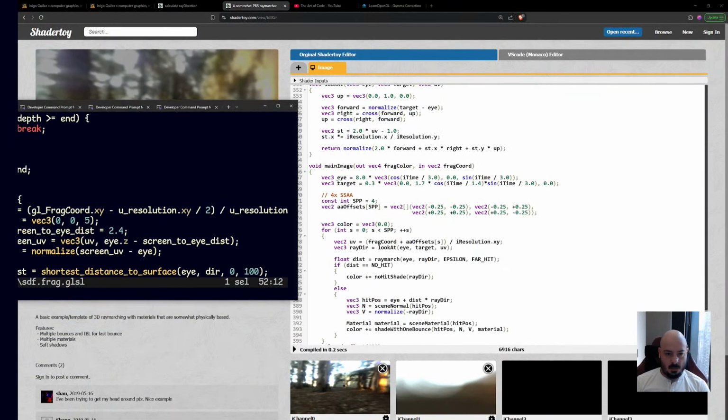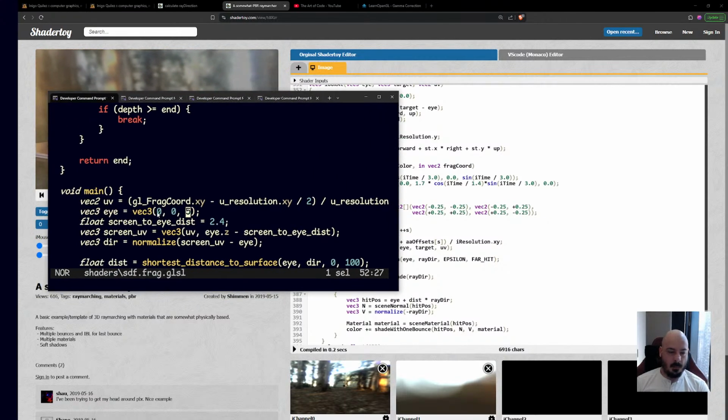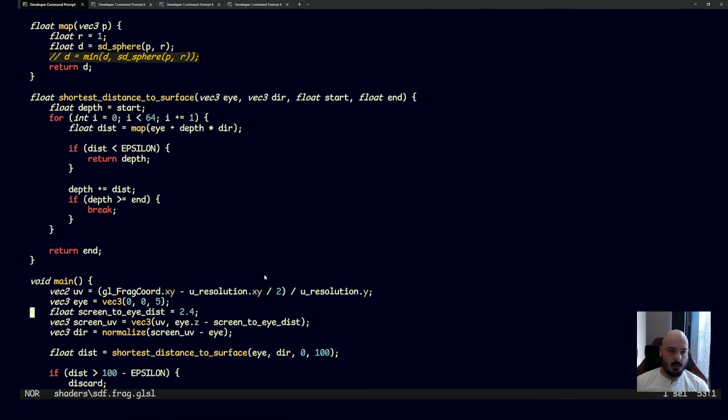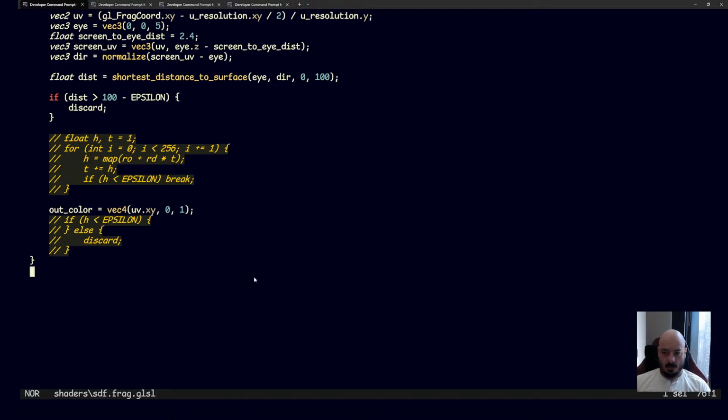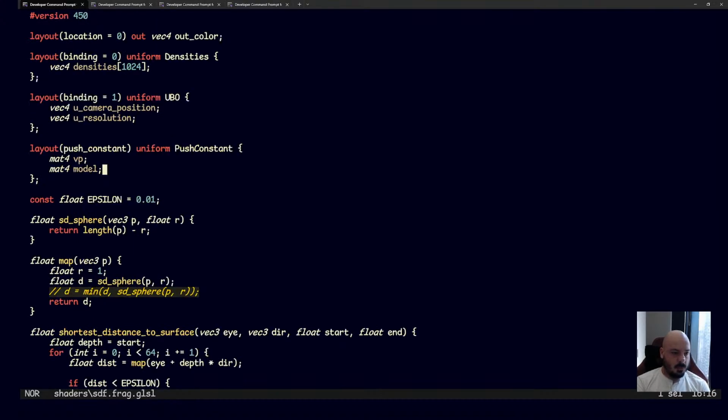So if we look at this, we've got eye and target. So the eye is the position of the camera, right? But the thing about ray marching is we're always projecting everything onto a quad. So we're not really... Like the eye position is not the same as the camera position, right? In a scene. Is that what I'm trying to get at?